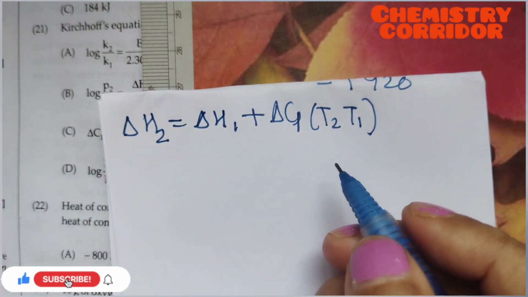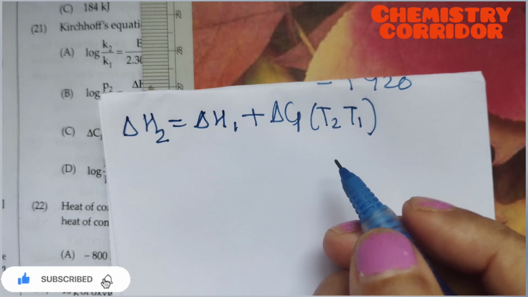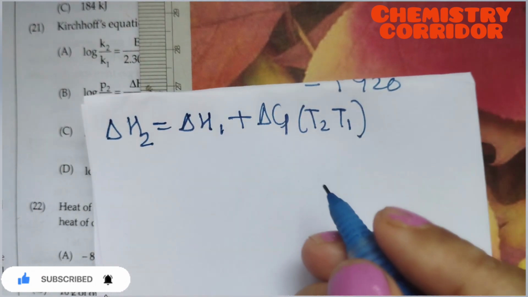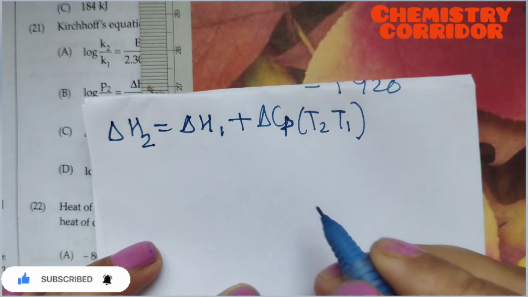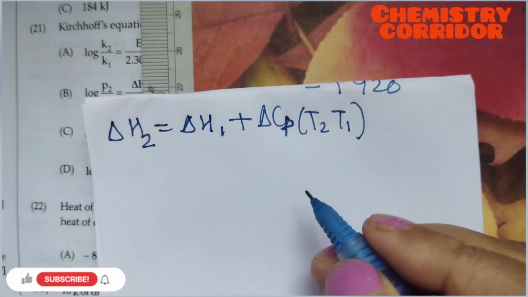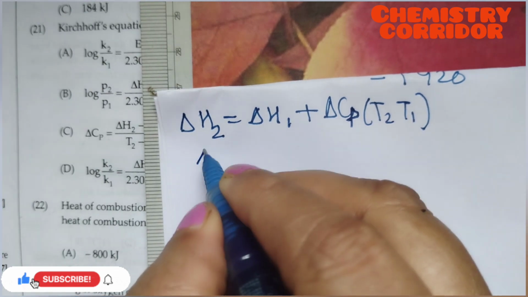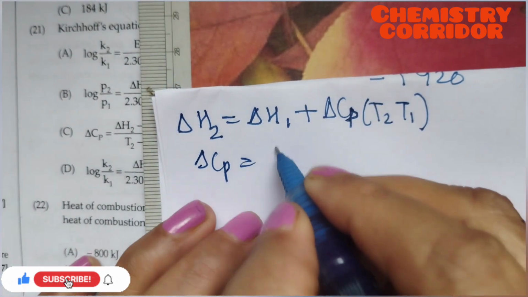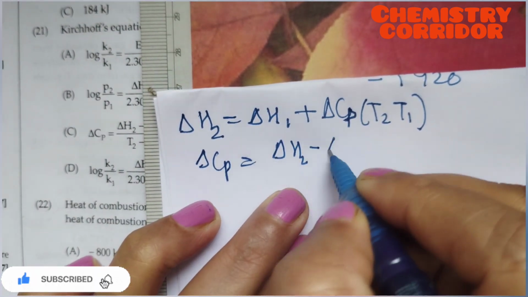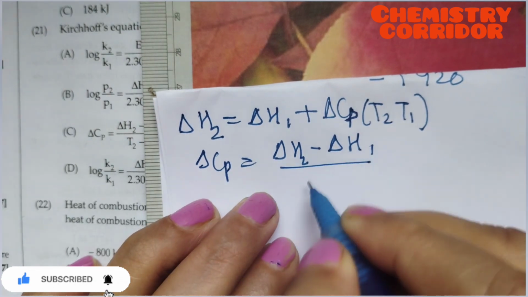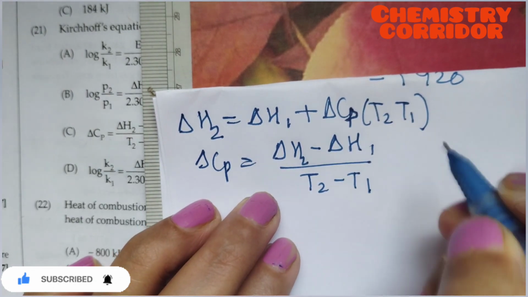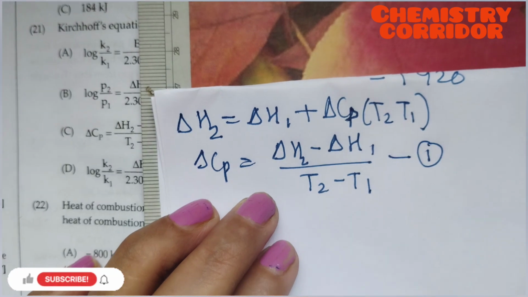Now here 1 indicates the initial condition and 2 indicates the final condition. Delta Cp is the molar heat capacity at constant pressure. If I rearrange this equation, I'll get delta Cp is equal to (delta H2 minus delta H1) upon (T2 minus T1). This is one of the forms of Kirchhoff's equation.